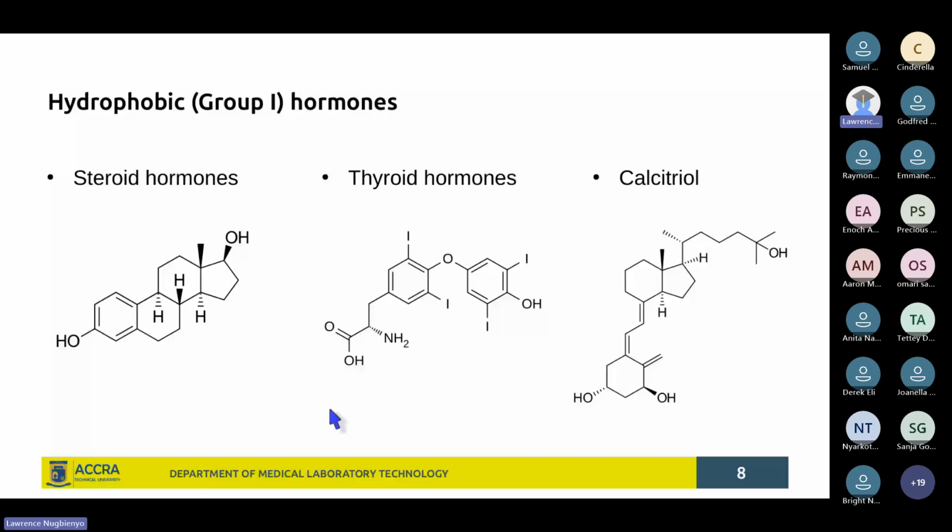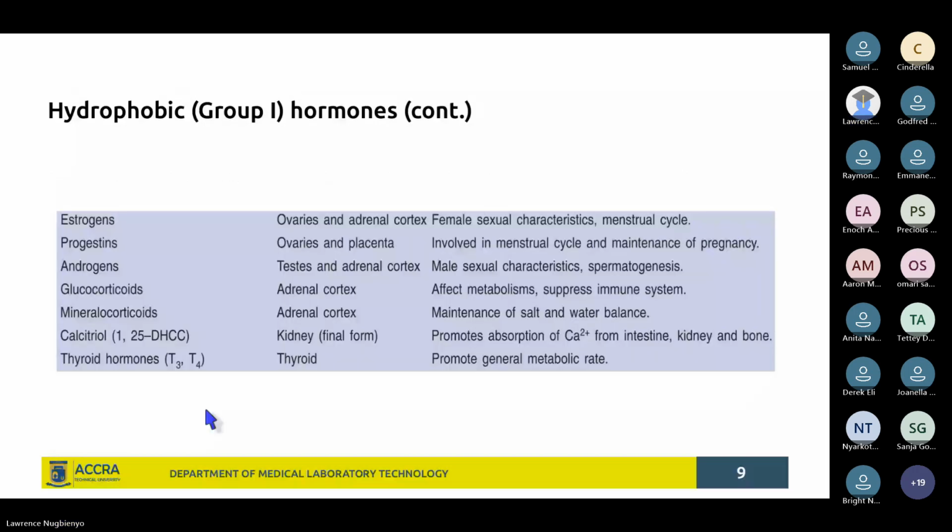Now, these hydrophobic hormones, examples of them are, say, the sex hormones. In females, estrogens and progesterone. These are secreted by the ovaries and the adrenal cortex. The progestins also by ovaries and placenta.